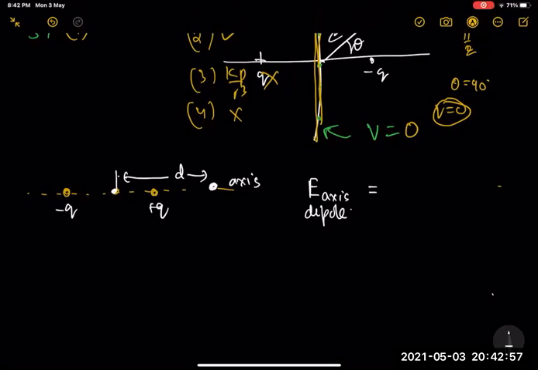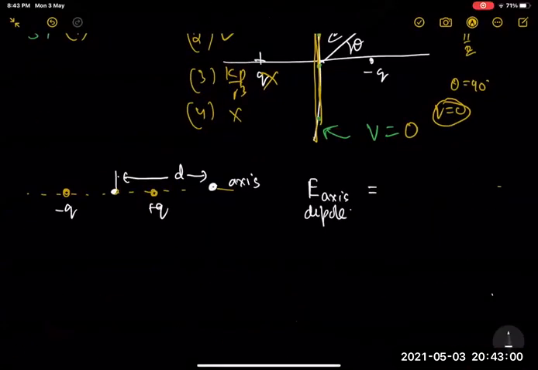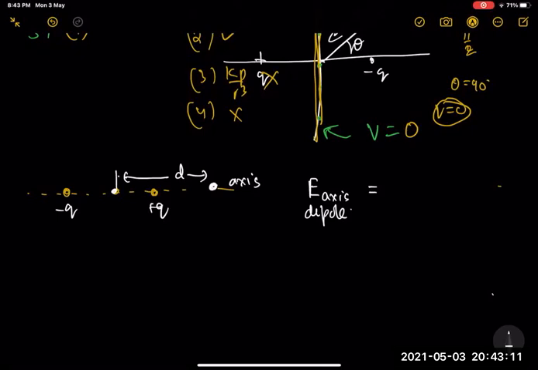Oh, that is for far away points, right? That 2 kp by r cube is correct, but it is for far away points, right? Saksham, so isn't that kp by r? Yeah, okay, it's kp. It should be 2 kp by r cube; on the axis of a dipole it is 2.